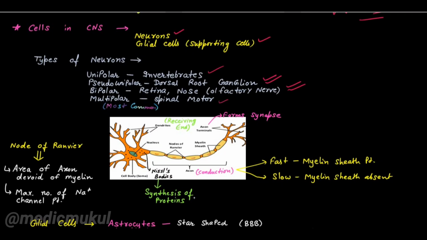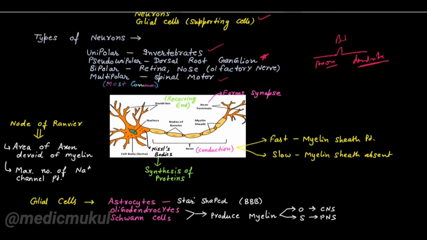Multipolar neurons are present in the spinal motor neurons. Remember the most important question asked from here: in the dorsal root ganglion, which neuron will be present? That is pseudo-unipolar, meaning there is a single axon that divides, and one branch goes to the dendrite also. So it looks like bipolar, but actually it is unipolar. That is why it is called pseudo-unipolar, false unipolar. Pseudo means false.